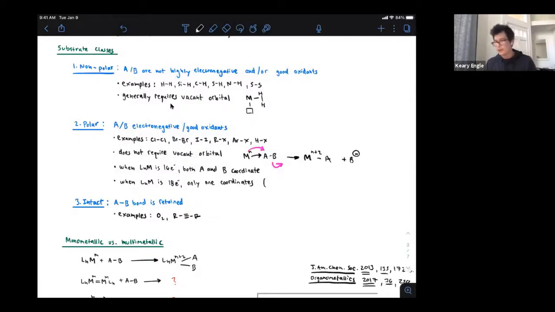And if you're asking in this process with the 18 electron starting material, which of the two gets incorporated, it's normally the ligand that forms the strongest bond with the metal.